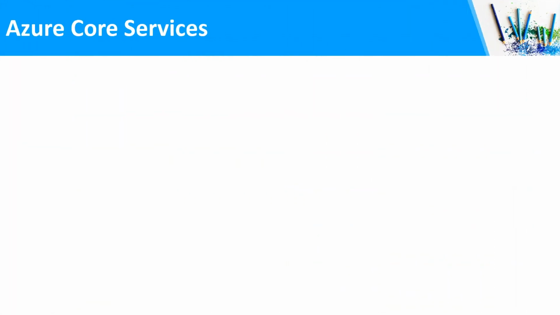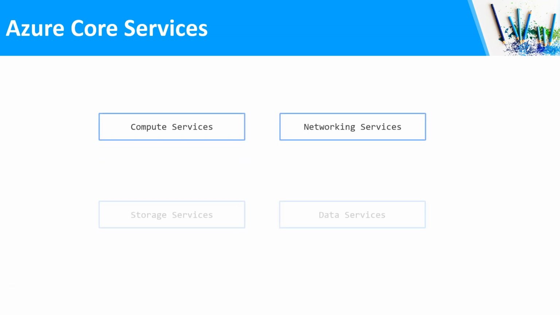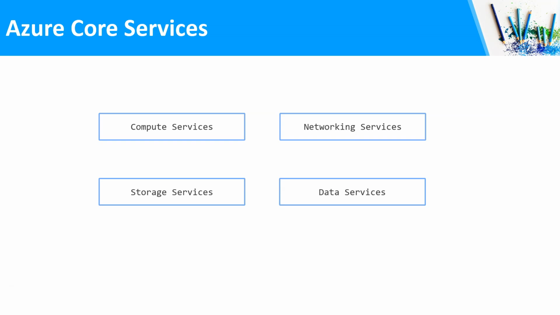Azure Core Services. Understanding Azure Core Services, or the fundamental services, is the key to understanding Microsoft Azure. There are hundreds of services offered by Microsoft Azure, of which the core services which we are going to discuss in this video are important. Let us categorize the core services into four categories. They are compute services, networking services, storage services, and data services. Let us discuss about it one by one.